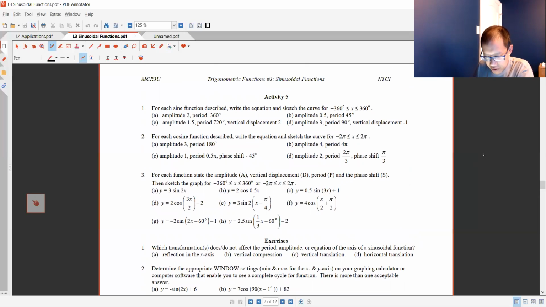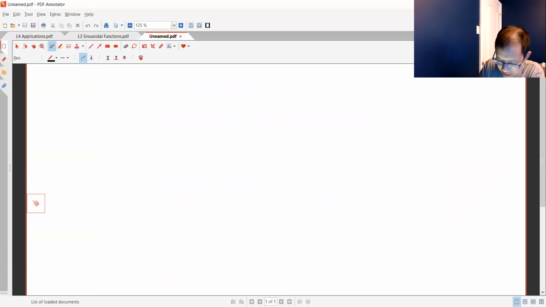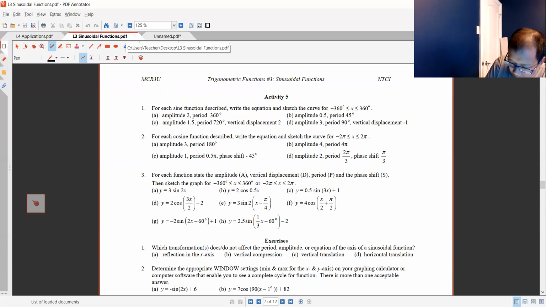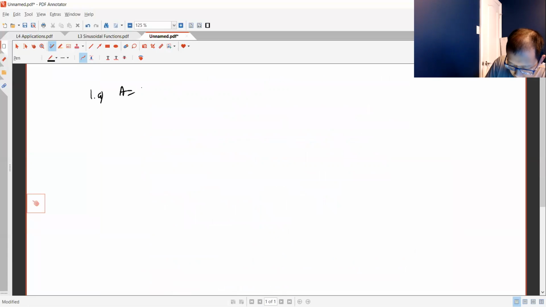For each sine function, question 1, for each sine function described, write the equation and sketch the curve from negative 360 degrees to positive 360 degrees. And so for the first question, it says amplitude of 2 and period of 360 degrees. So for question 1, it said amplitude of 2, period 360.